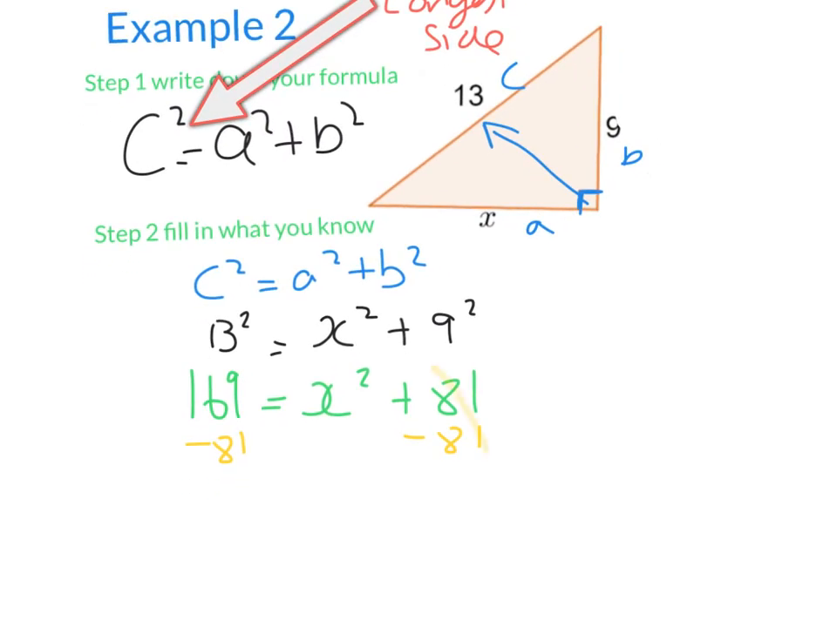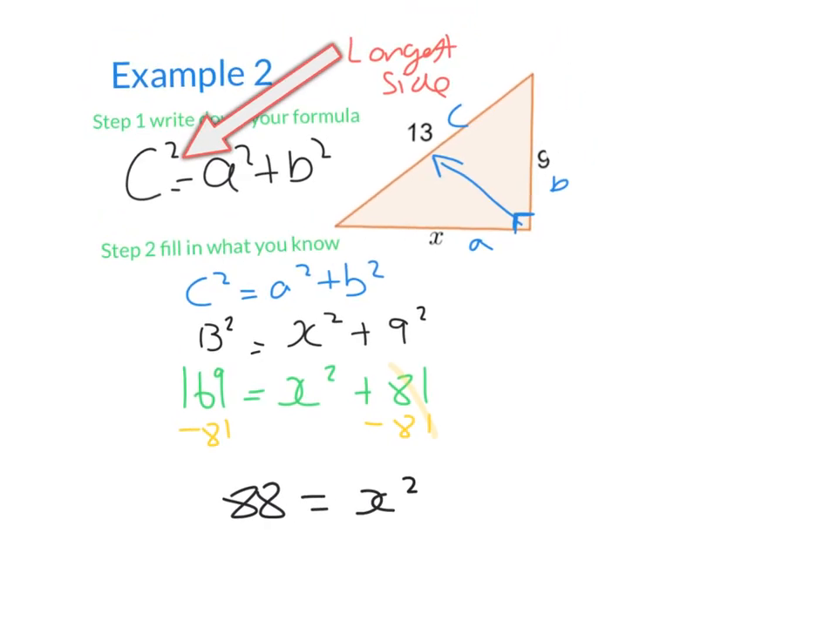And that will cancel. And on this side I will have 169 minus 81, which gives me 88 equals x squared. Now, 88 equals x squared. I don't want to find x squared. Never wanted to find x squared. I wanted to find what x was. So how do I get rid of a square?